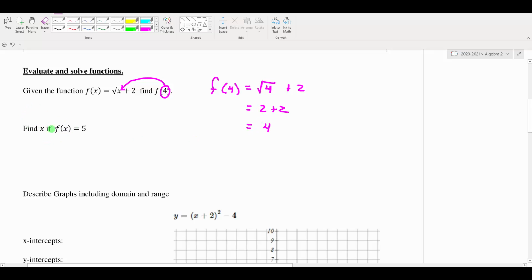All right, so let's try this one. Now this one's a little bit different. Notice they did not give us the input. Instead, they gave us the output. They didn't tell us what they plugged in for x. They told us what happened after they plugged in for x. So this is what they got out.